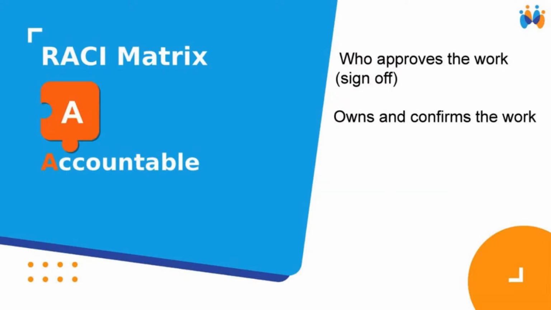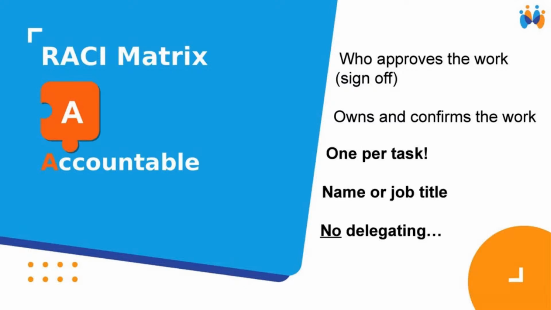The accountable person, the A, that's the person who approves the work, who signs off. It is the person who owns and confirms that the work has been done. So it's the person that says, okay, this is done, this is complete, it's acceptable, let's move forward, let's move to the next task. It also has to have one person only, and one person only with no delegating.